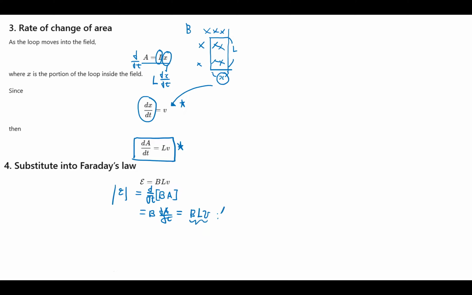So it is interesting to find that it is BLV, exactly the same formula as the moving rod. So a moving rod of length L and a moving square loop of side length L have the same electromotive force given by this one.